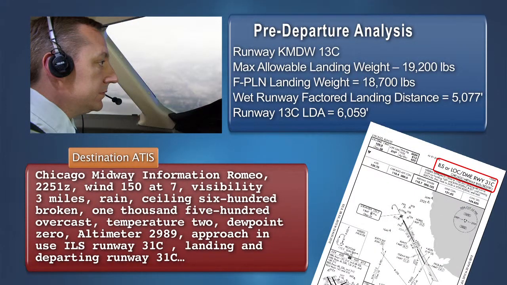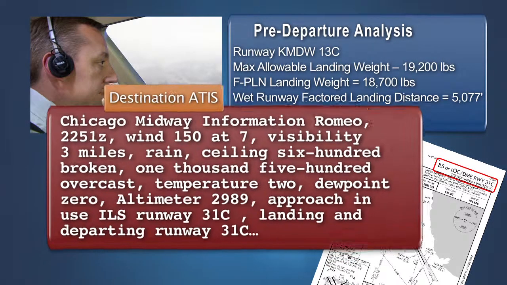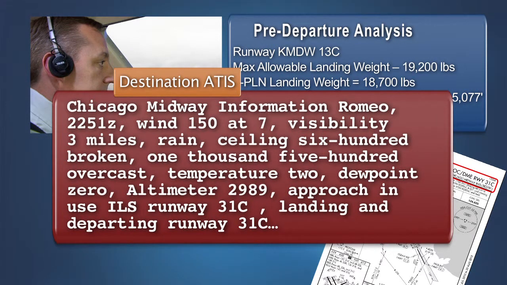This pre-departure planning does not ensure that the airplane can safely land on the runway in use at the time of arrival. Chicago Midway Information Romeo 2251 Zulu. Wind 150 at 7. Visibility 3 miles. Rain. Ceiling 600 broken. 1,500 overcast. Temperature 2. Dew point 0. Altimeter 29.89. Approach in use ILS runway 31 center. Landing and departing runway 31 center.